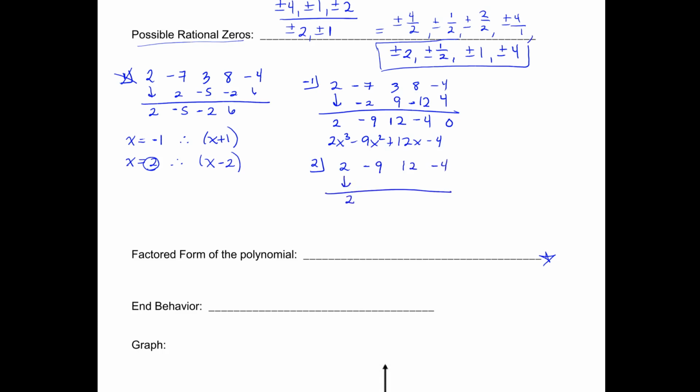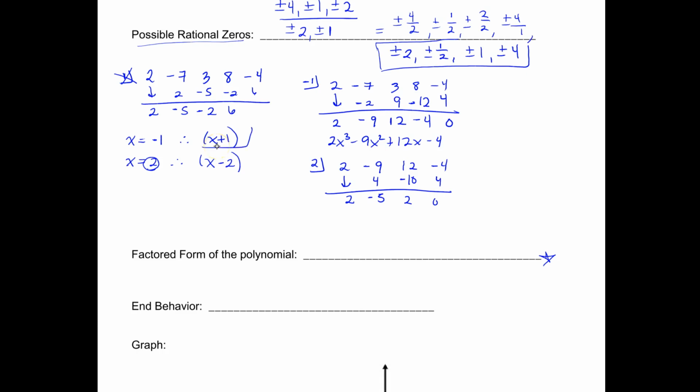Bring that down. 2 times 2 is 4. -9 plus 4 is -5. 2 times -5 is -10. 12 plus -10 is 2. 2 times 2 is 4. My partner's right. That's a nice way to check it. And then this is my remaining piece of the polynomial.